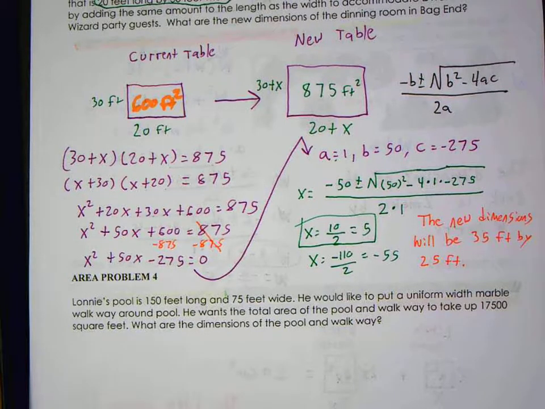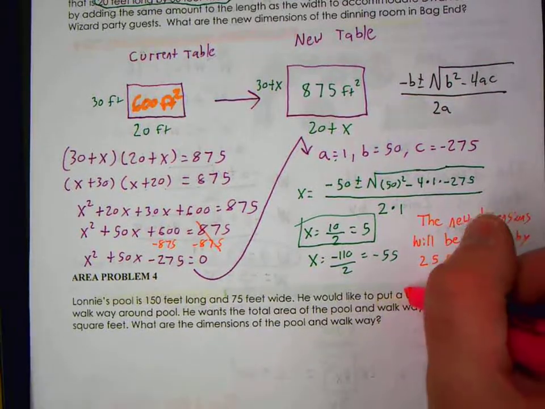Lonnie's pool is 150 foot long and 75 foot wide. He wants to put a uniform. Uniform means same. Okay, that means same.